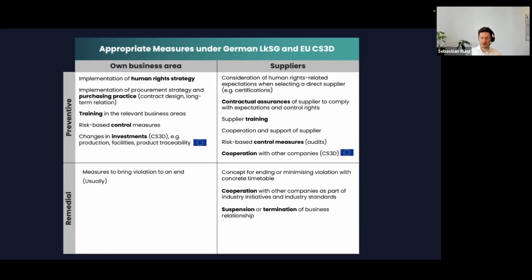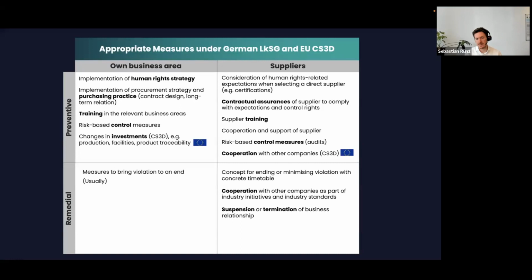With respect to suppliers, of course, you could also try to end the violation right away. If that's not possible, you need to introduce a concept to end or minimize violations with a concrete timetable. And this concept should include, of course, first you need to address the violations you found with your suppliers, tell the supplier to stop it. If it doesn't work, then you should think of, again, cooperating with other companies to increase your influence. As a next step, you should think of suspension of the business relationship, and as a last resort, the legislator speaks of termination of business relationships, but that's not what the legislator wants, neither on the German level nor the European level.